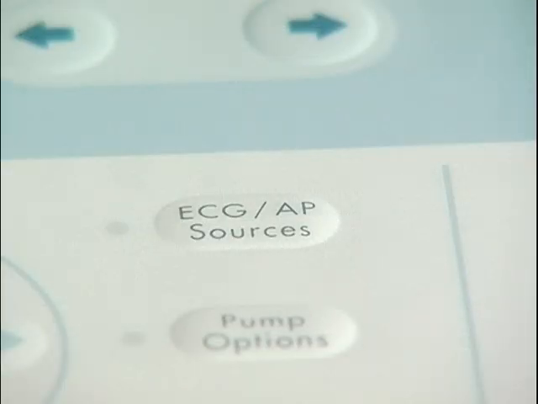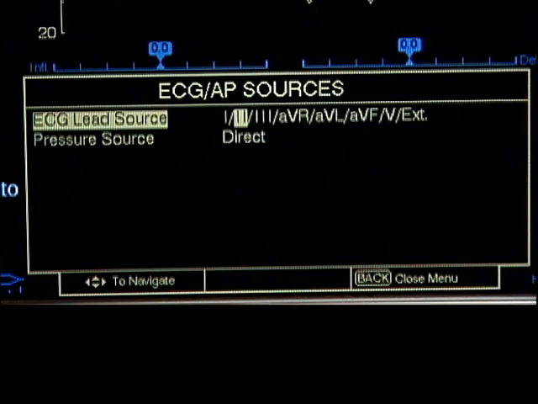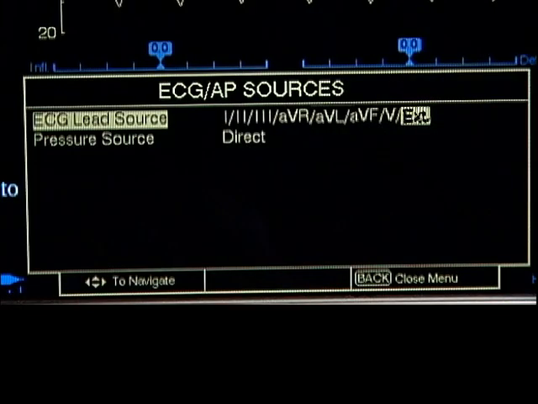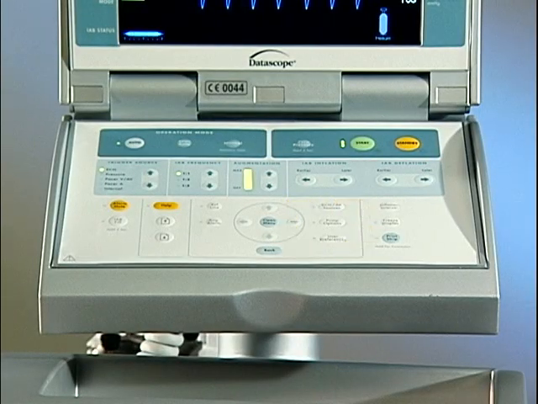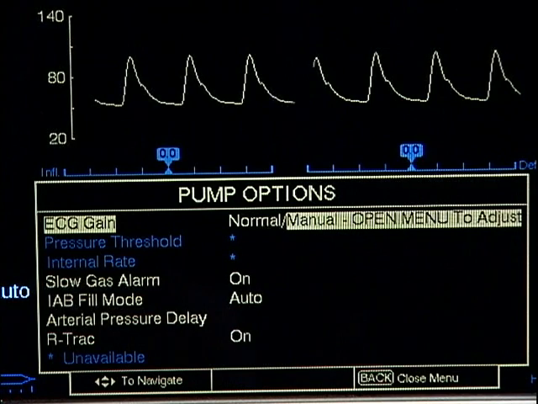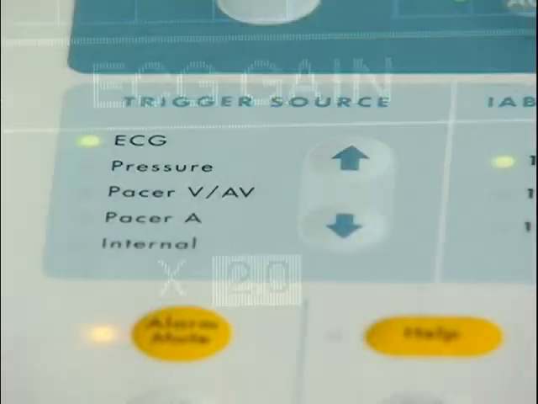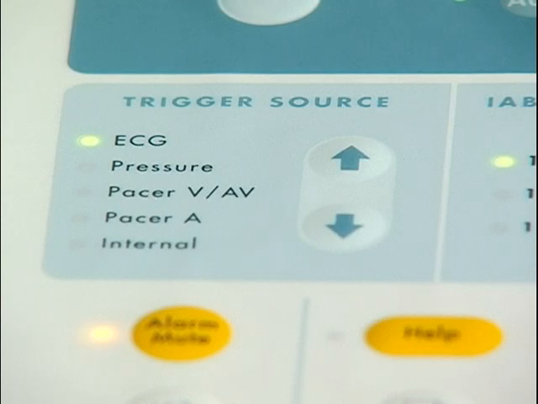Then, turn to the ECG AP Sources menu here to select an alternate ECG lead selection or select external ECG as shown here, if appropriate. Next, adjust the ECG gain by accessing the Pump Options menu. If the alarm persists, select a different trigger source entirely by using the Trigger Source arrow keys here.